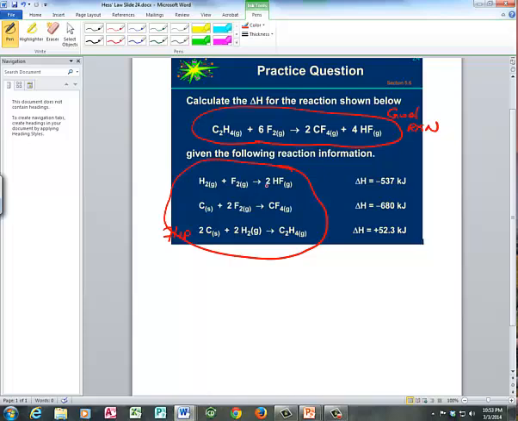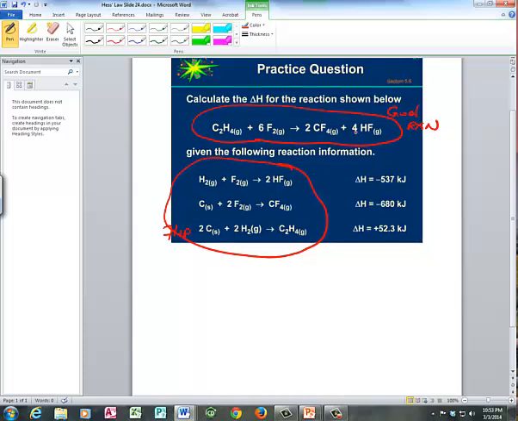Let's go back to the HF. I look at the HF and I have two HFs in my path reaction here. I have four HFs in the goal reaction. Since I need four HFs, what I can do is multiply all the coefficients in this reaction by 2. And 2 times 2 will give me 4 of these. Well, what you have to remember is that the delta H is also a product of this reaction.